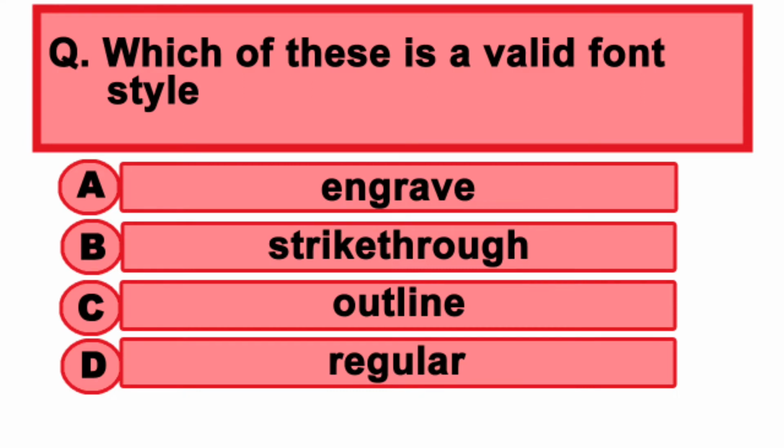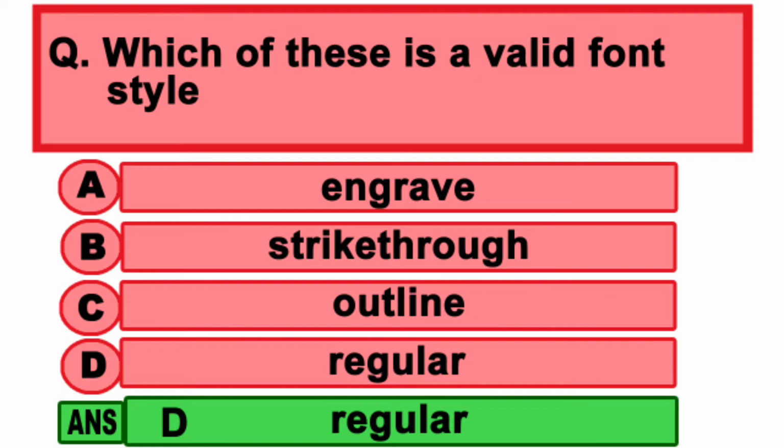Which one of these is a valid font style? The options are A. Engrave, B. Straight through, C. Outline, D. Regular. Engrave, straight through and outline are font effects. Regular, italic, bold, bold italic are font styles. The correct answer is answer D. Regular.